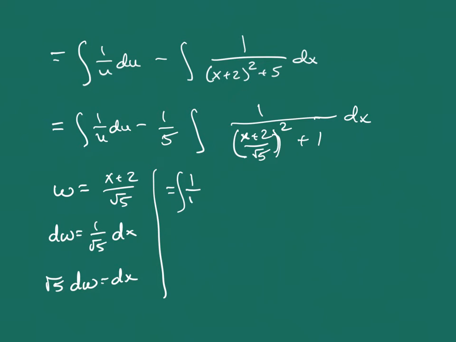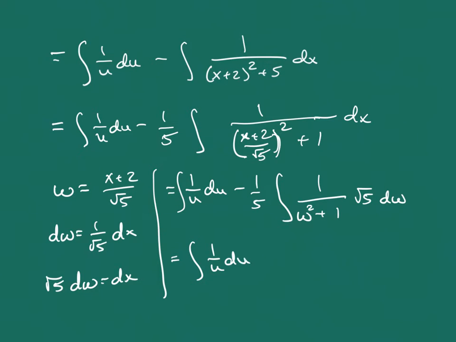So that my integral will look like my integral of 1 over u du minus my 1/5 integral 1 over w squared plus 1, and dx looks like the square root of 5 times dw. And so I have, as my integrals to actually do, 1 over u du minus a root 5 integral of 1 over w squared plus 1 dw.